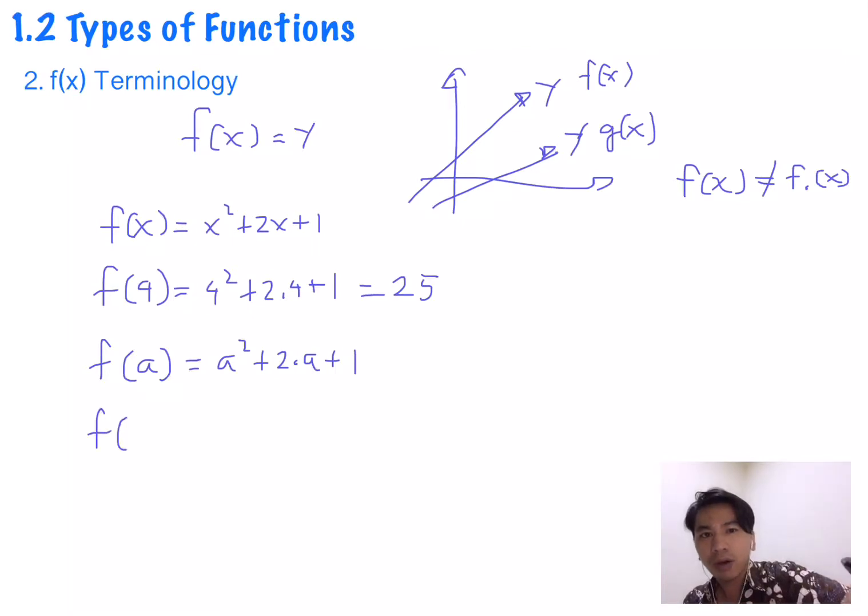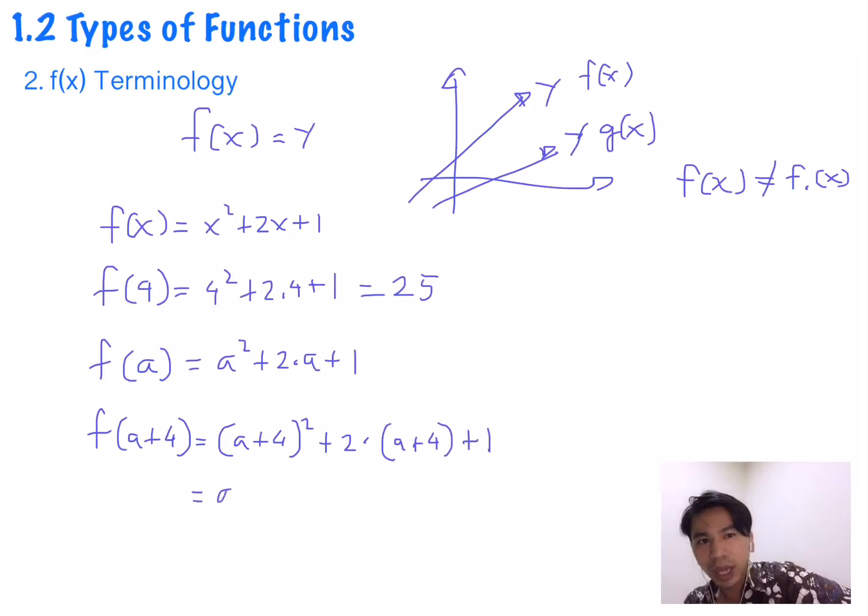If I have f of a plus 4, then it will be a plus 4 squared plus 2 times a plus 4 plus 1. So then it will be a squared plus 8a plus 16 plus 2a, using the distributive property, plus 8 plus 1, and then we can make it simple as a squared plus 10a plus 25.